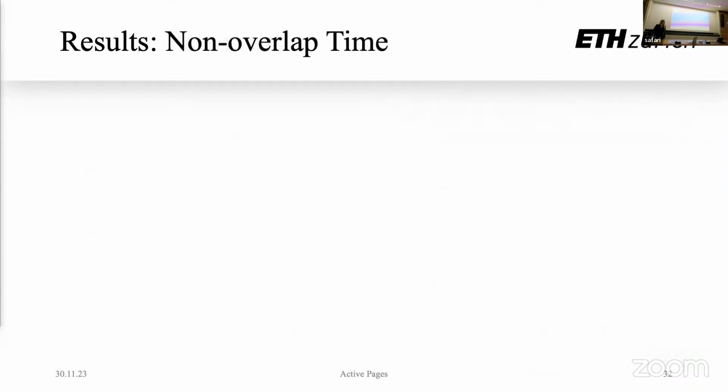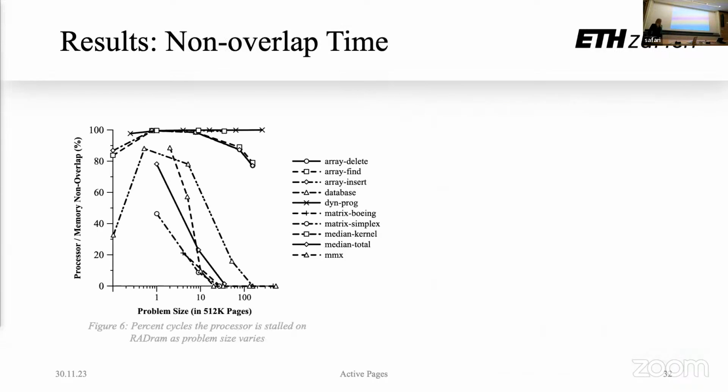So looking at a different graph, which is the non-overlap time. As I've explained earlier, the load the processor can handle is measured with the non-overlap time. So here again, the non-overlap time is given together with the problem size.